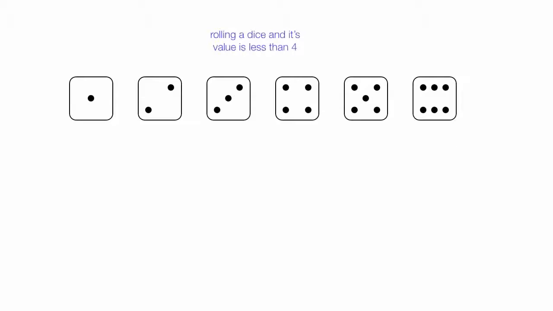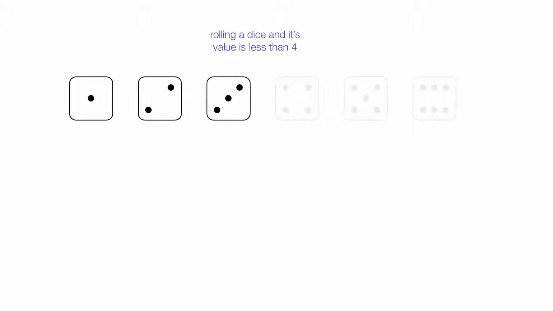Now, event B is rolling a dice and its value is less than 4. It could be a 1, a 2, or a 3. There's a 1/6 chance for each of these as well. And again, adding these up will equal 3/6, or 1/2.